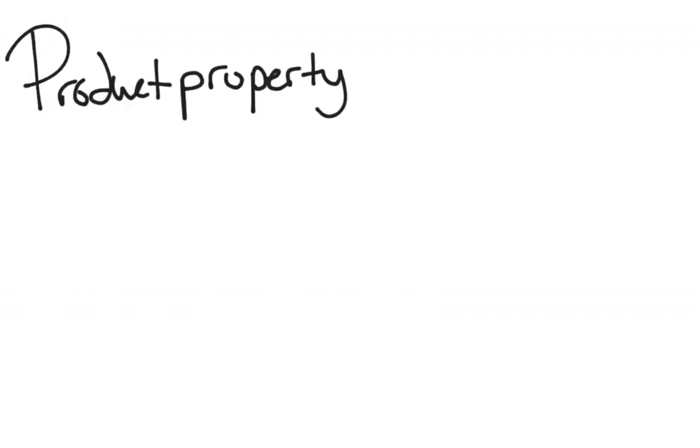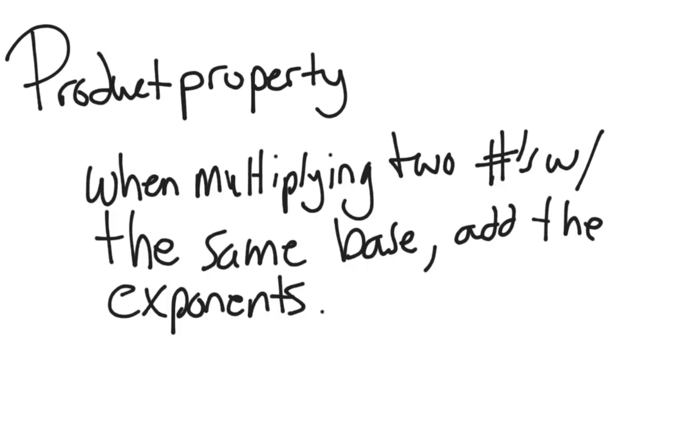The product property of exponents is important for helping us simplify expressions with exponents. The product property says that if two numbers written in exponential form have the same base, you add the exponents when you multiply. So let me write that down, and please make sure you get that in your notes. Again, when multiplying two numbers with the same base, add the exponents.